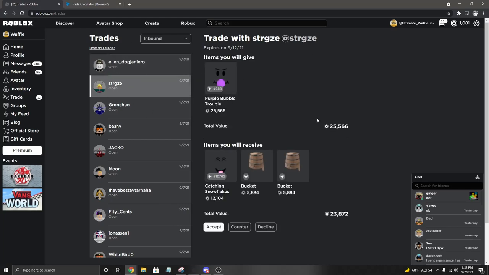So we'll go on to this one here. Now, right away, I already know this is a loss. I already know this is a bad trade. With most trades like this, the values are going to be different, obviously. But usually, if you're losing wrap in a value trade, it's usually going to be bad. Not always, but let's go ahead and calculate this.